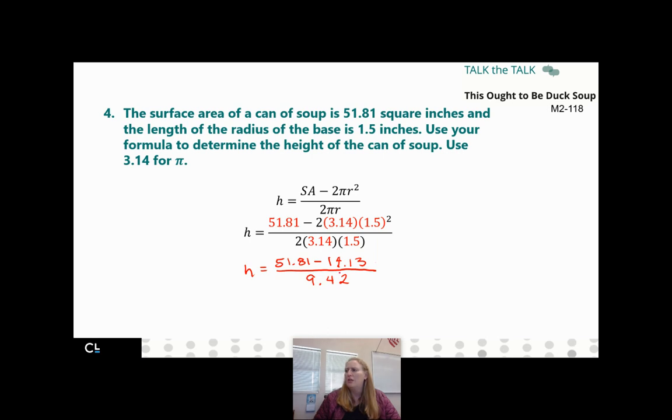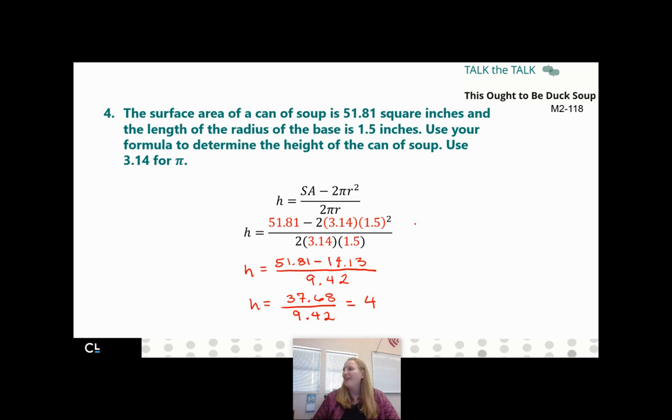We should take care of the subtraction before we divide, because the division bar kind of creates a group up top. Let's take care of our group up top. 51.81 minus 14.13 gives us 37.68. And so our final step will be to divide that by 9.42. So divided by 9.42, I get 4.